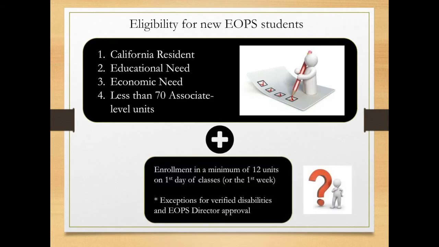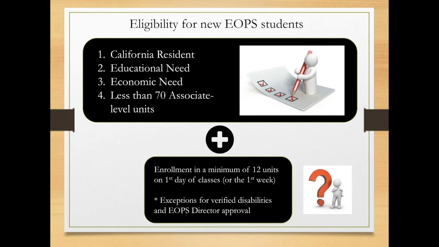Here's the last piece of the puzzle in terms of eligibility for the fall semester. And this was shared with you in the email inviting you to participate in this online orientation. You have to be enrolled in a minimum of 12 units on the first day of class or any time during the first week of the semester.